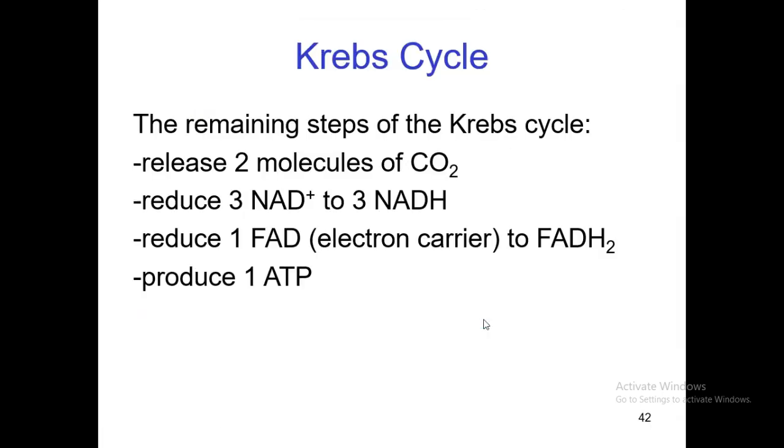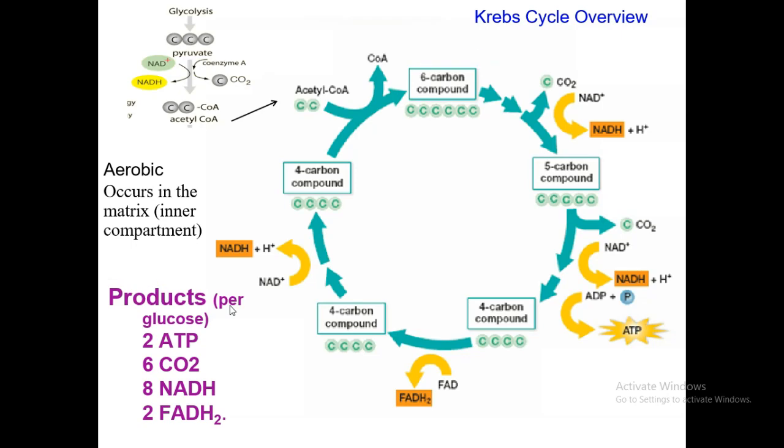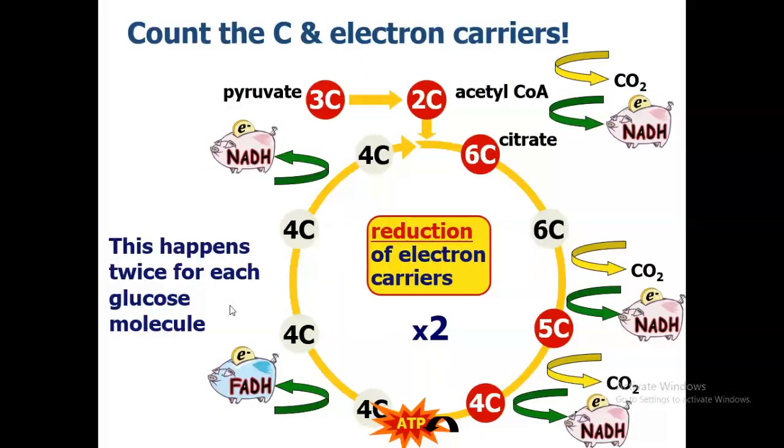So the remaining steps of the Krebs cycle, release of 2 molecules of carbon dioxide, okay, reduce 3 NAD to 3 NADH, reduce 1 FAD to FADH2, then produce 1 ATP. So this is per acetyl-CoA. Since duha man ka acetyl-CoA, so times 2 ni. Okay? Then i-regenerate si oxaloacetate. I also have to remember guys nga always ma-regenerate si oxaloacetate.